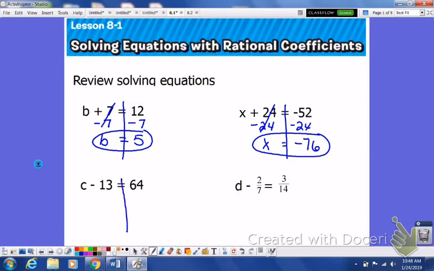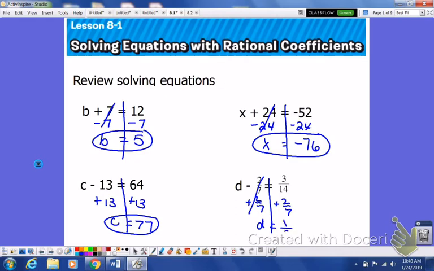Okay, so if we subtracted when we were adding, then the opposite of subtracting 13 would be to add 13 to both sides. So c equals 64 plus 13 gives us 77. C equals 77. And last one, a little bit of fraction work here. Same idea though. D minus 2 sevenths. Opposite of subtracting 2 sevenths would be to add 2 sevenths. Negative 2 sevenths plus 2 sevenths gives us 0 again. D equals, you can use your calculator for this, 3/14 plus 2 sevenths reduces to 1/2.